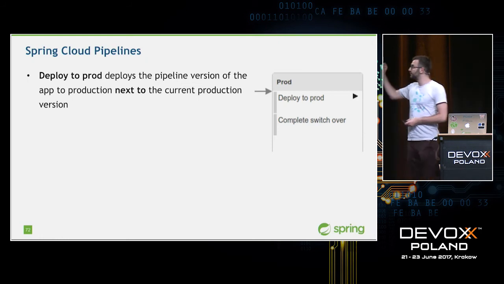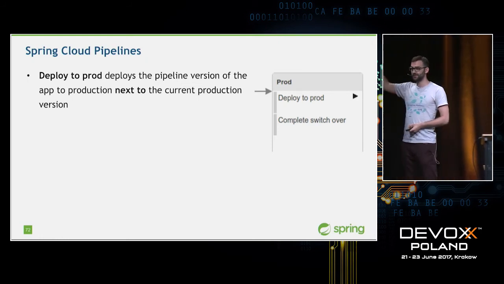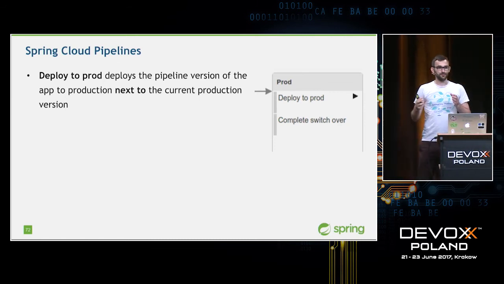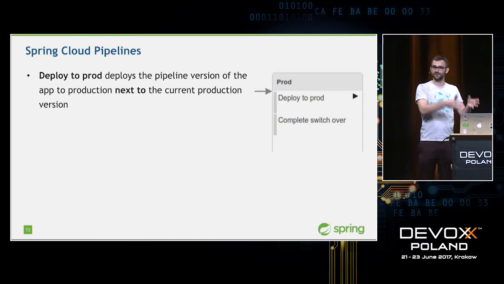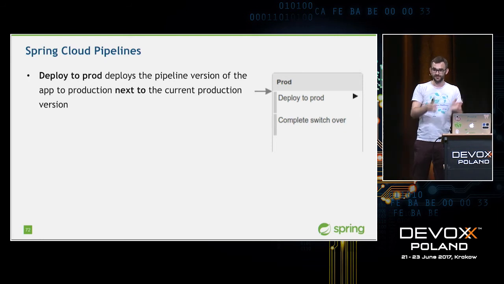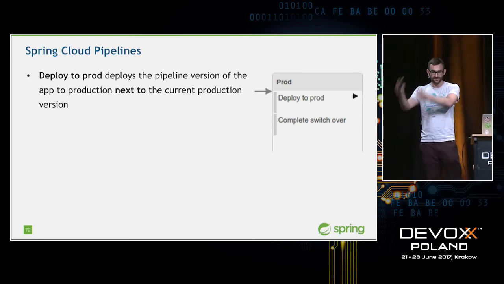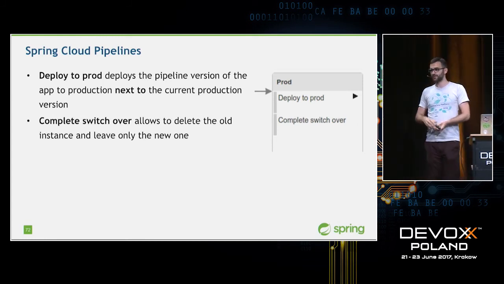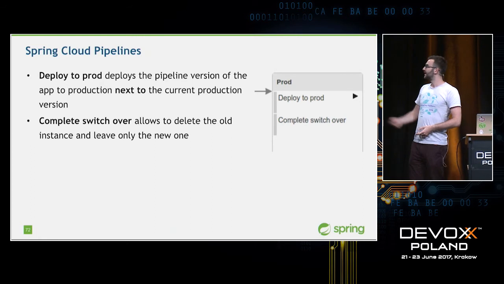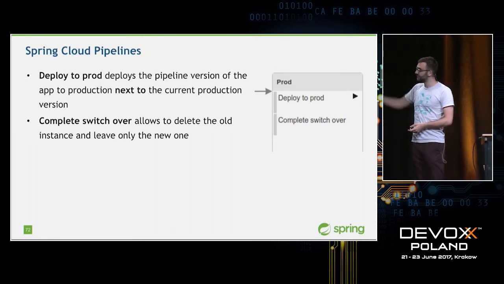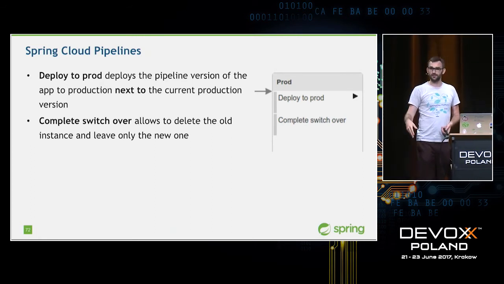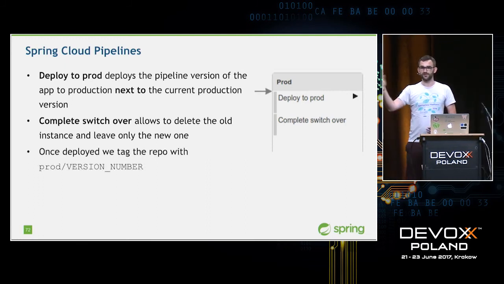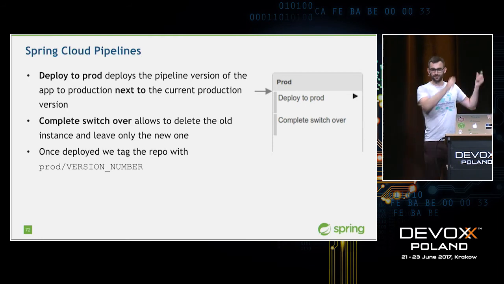So when we click deploy to prod, this step can be either manual or automatic. I suggest it's automatic. So what we do is we deploy the app next to the old instance. So there's the old instance. We deploy, let's say, the new one next to it. And then you have this moment where you're checking if everything works fine. And then you have this manual step called complete switchover, so you can delete the old one and leave only the new one. And we tag the version with prod/version because we need it for the previous steps, right?